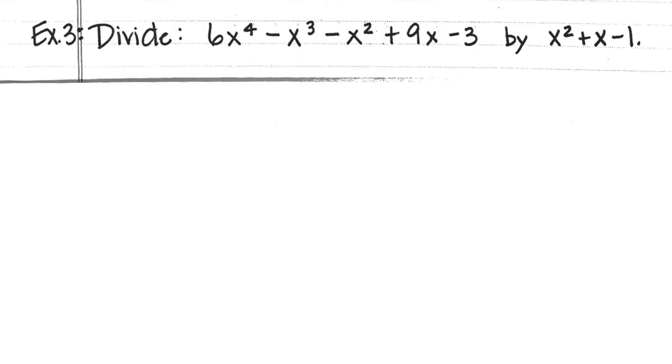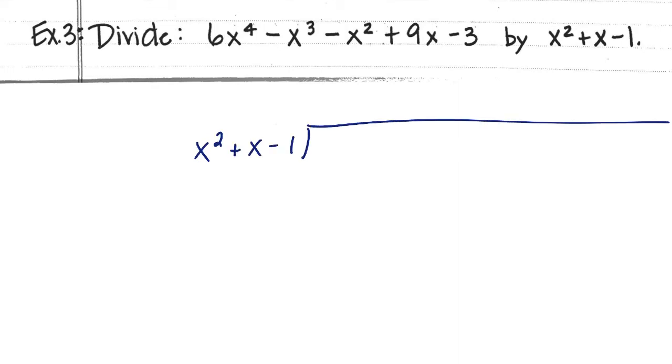I'm going to move into this example 3. It's a lot longer. I actually like the ones that are longer because you don't have as much work to do. It looks like you have more, but you don't. So we have 6x to the 4th minus x cubed minus x squared plus 9x minus 3. So again, we're looking at first into first. How many times does x squared go into 6x to the 4th? I like to line my x squares up with my x squares, so this actually goes in 6x squared.